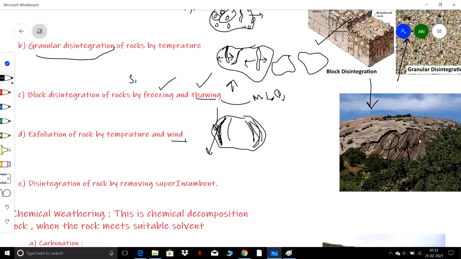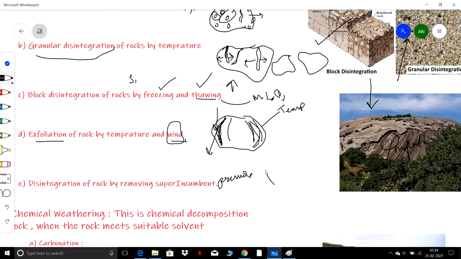This type of disintegration is called exfoliation, where concentric shells of rocks develop cracks due to diurnal temperature changes, and disintegrate by the wind mechanism. Wind will disintegrate these concentric shells. Next is disintegration of rock by removing superincumbent pressure.